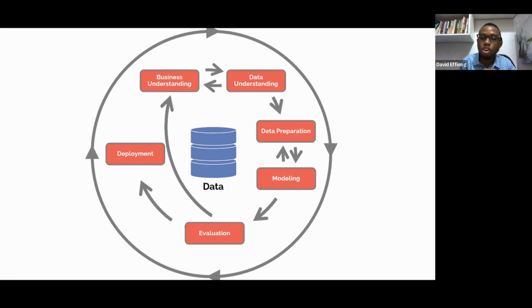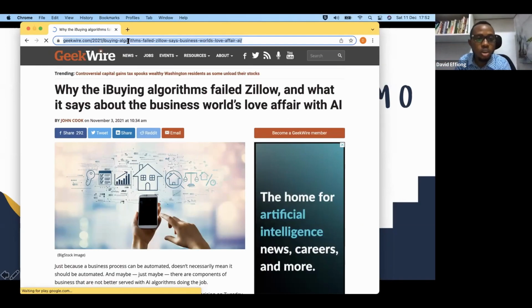This is the standard; all your processes should take this format. You don't just jump into deployment or model building. You have to understand, prepare, model, evaluate. If it's not good enough, you go back through the cycle again. Okay, so let's go into our demonstration.